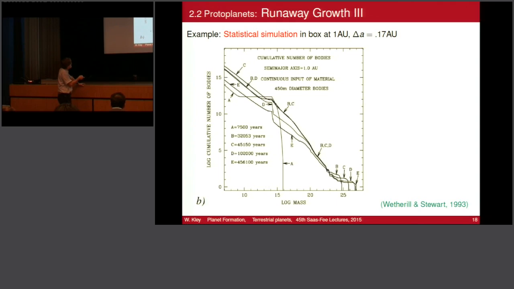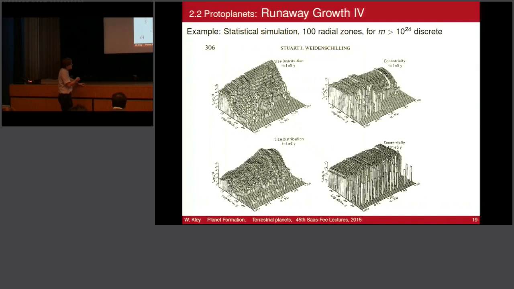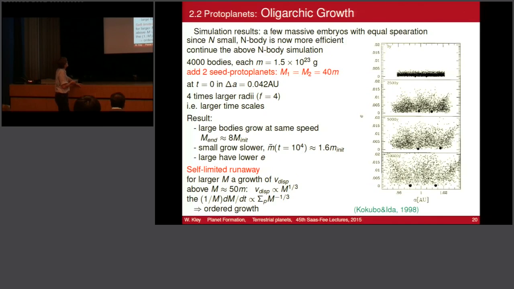This is also depicted here later on, after 500,000 years, a typical timescale again. So it's comparable to the timescale you found in the n-body simulations. And this is depicted here also. You have the distribution here. This is the evolution in radius, and this is in mass. You see you have a few sticking-out objects for very large mass, 10 to the 26, 27 grams. Very few very large objects at the end. And so this is the outcome of the statistical simulation. So it's very similar to the outcome of the numerical simulations.